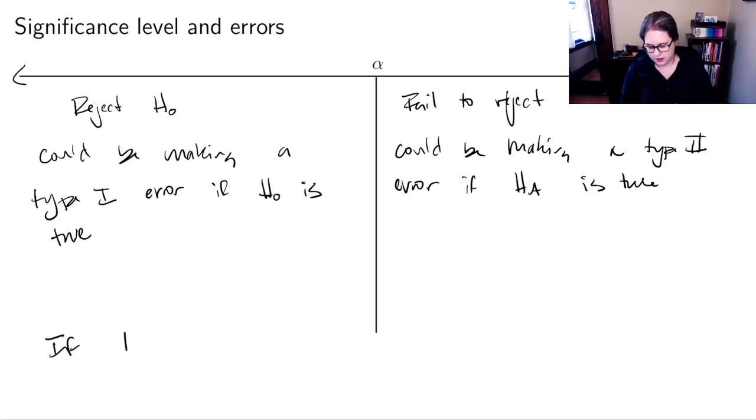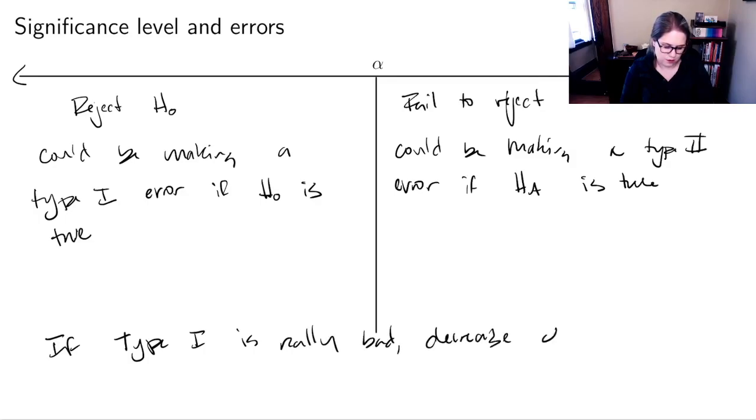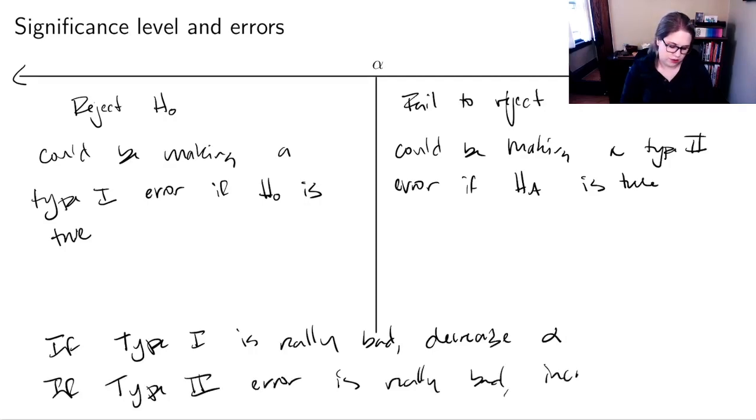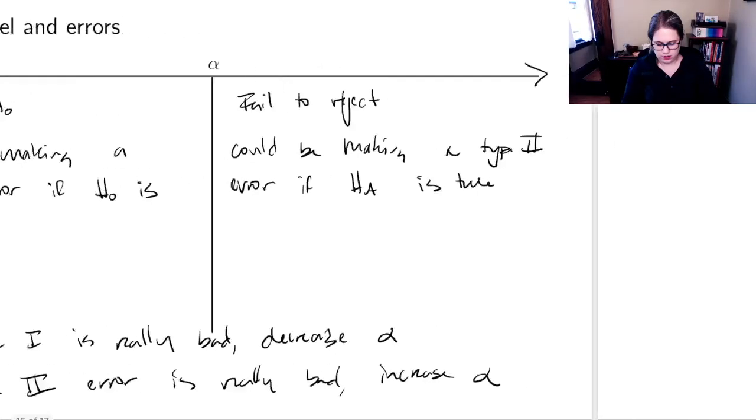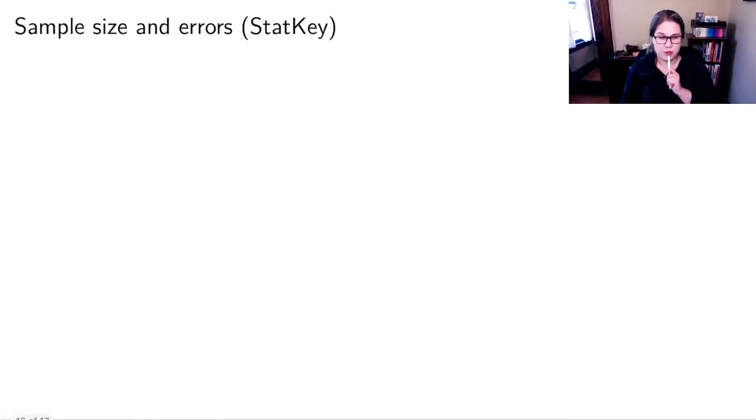If type 1 error is really bad, you should decrease alpha. And if a type 2 error is really bad, you should increase alpha. And the problem is you can never not make any errors. You have to decide which of those types of errors is worse to you. So let's look at the relationship between sample size and errors using StatKey.